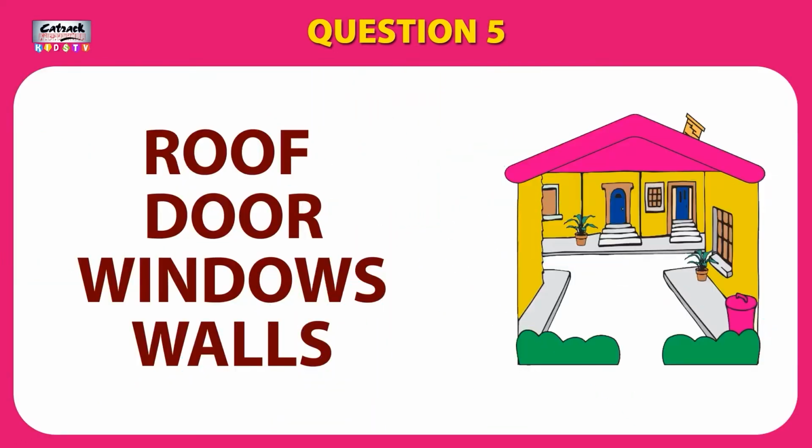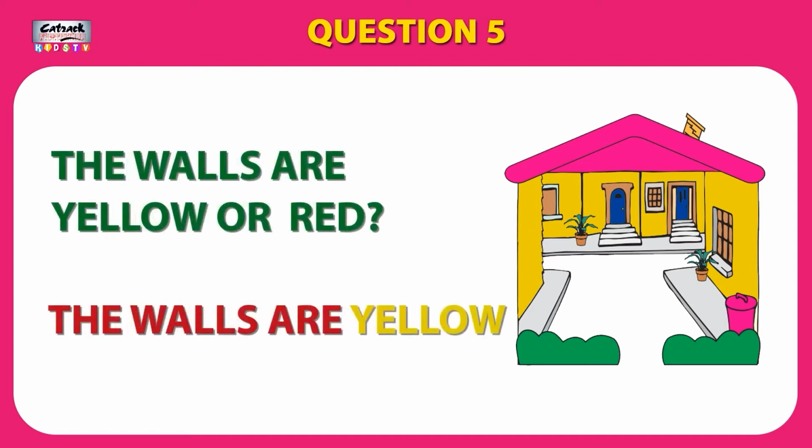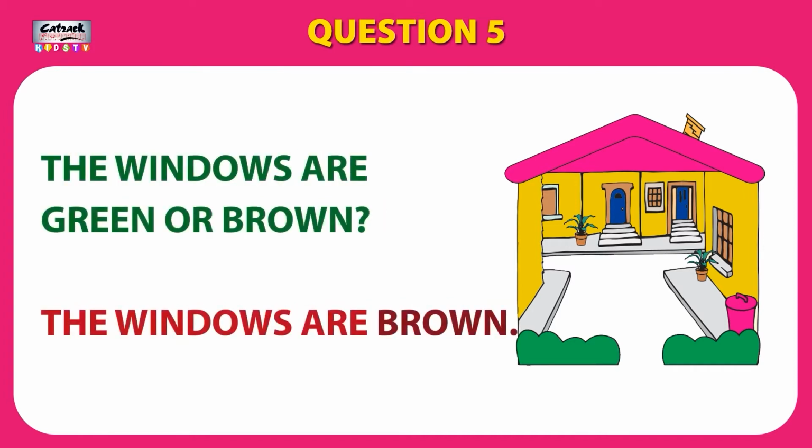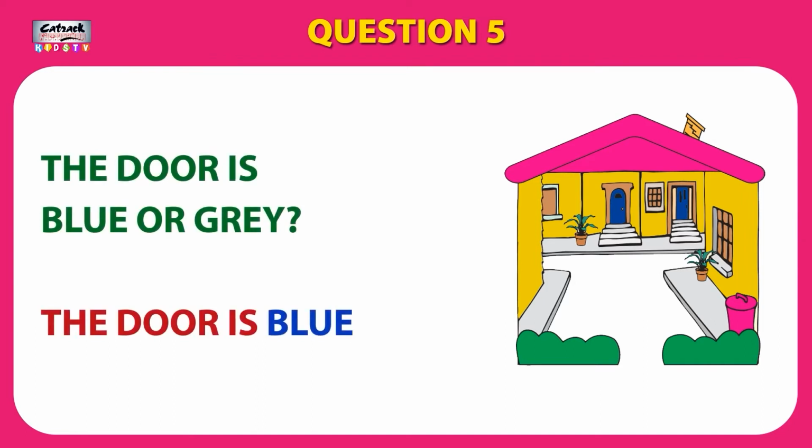Question 5. Say these words loud and talk about the picture. Roof, door, windows, walls. The roof is pink or blue? The roof is pink. The walls are yellow or red? The walls are yellow. The windows are green or brown? The windows are brown. The door is blue or grey? The door is blue.